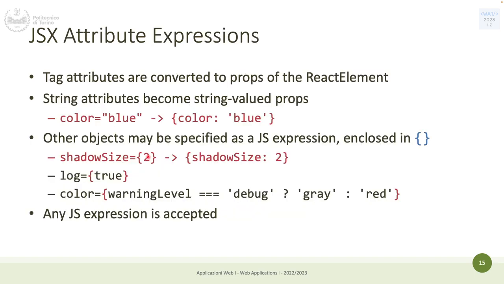And tag attributes are always converted to props in React elements. So a string like color equal blue becomes a string-valued prop, where color is the key and blue is the value. And other objects can also be specified as JavaScript expressions, like shadow size equal to something written in this way, that will still become a prop with a key and a value. And you can also have things like true or warning level triple equal debug question mark gray. So you can also have expressions to compute the value of a prop. So not only a string like blue or a number like two, but also something that needs to be evaluated as a JavaScript expression. Any JavaScript expression is accepted as the value of a property in a JSX tag.